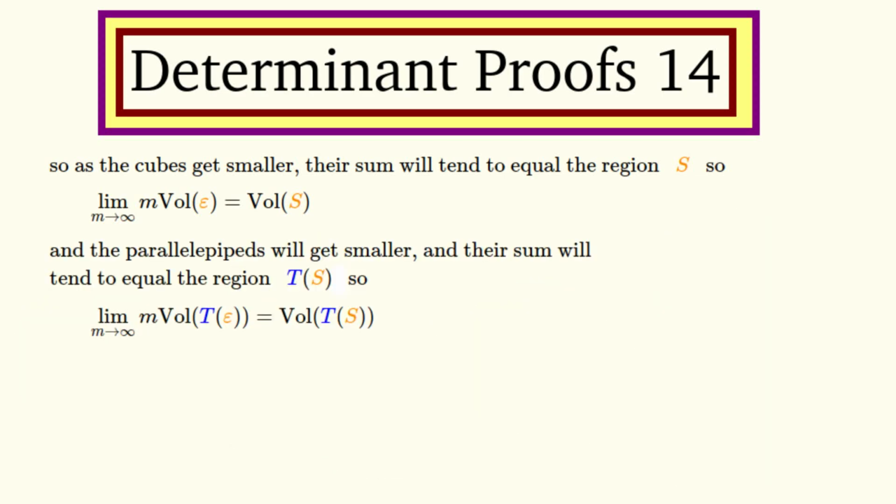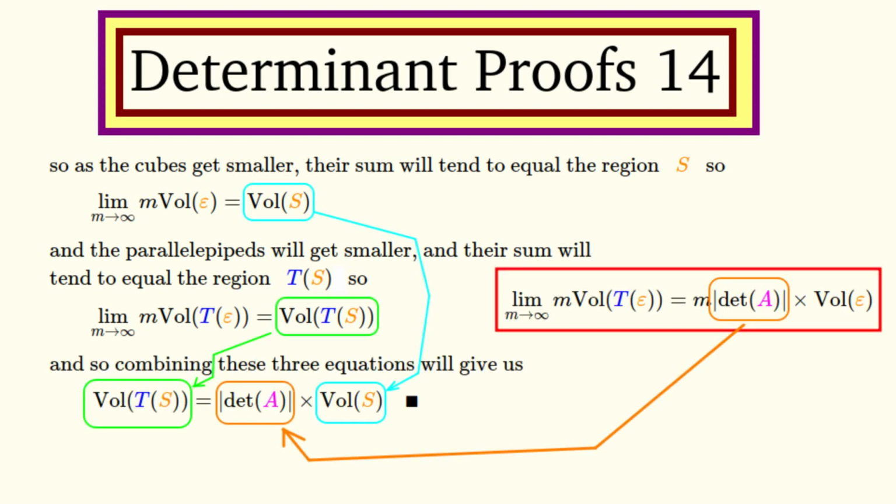As we use this limit for the second volume of the sum of distorted cubes, then it'll be exactly equal to the volume of the second region. We can then combine these equations to get this equation, which is what we're trying to prove. So we've proven this theorem.